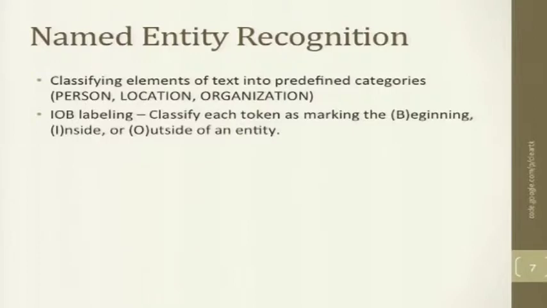So to go into this walkthrough, I'll first give a brief overview of exactly what named entity recognition is as a task. So in general, in named entity recognition, we're trying to classify elements of text into predefined categories, like person, location, or organization. And more specifically, to facilitate locating entity boundaries, we are going to do what's called IOB labeling, in which we classify each token as marking the beginning, the inside, or the outside of an entity.